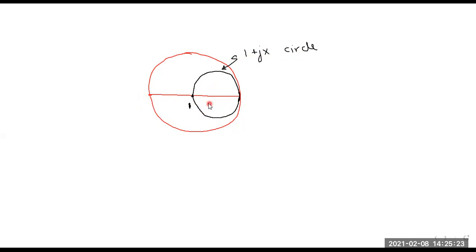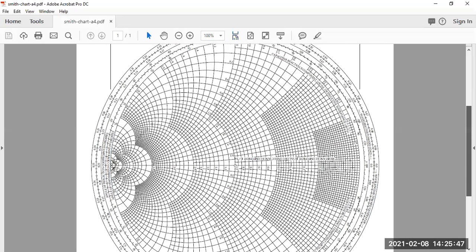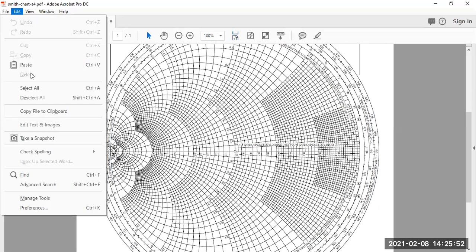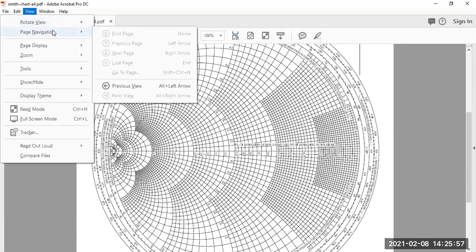So now you must have a Smith chart in front of you. If you are still confused, let me open the actual Smith chart, and then I will show you again. This is the Smith chart that you must have right in front of you. Let me rotate it. It's not in the correct position.